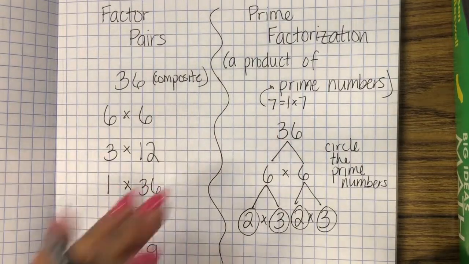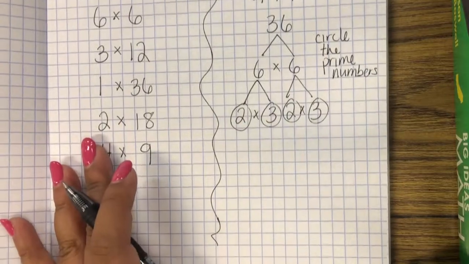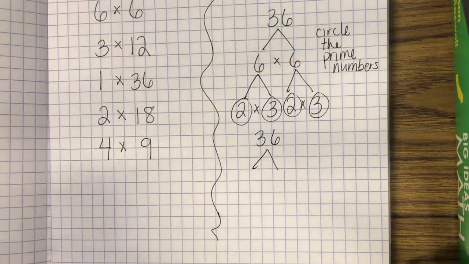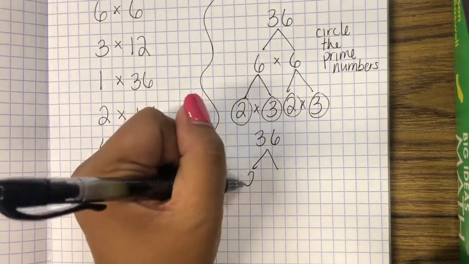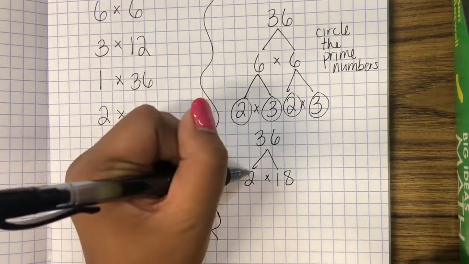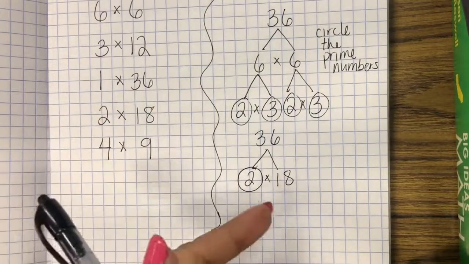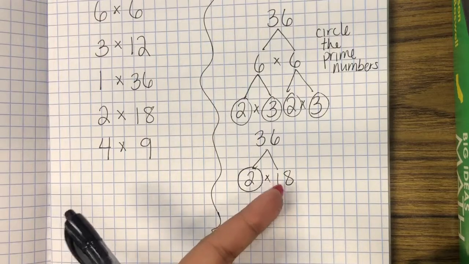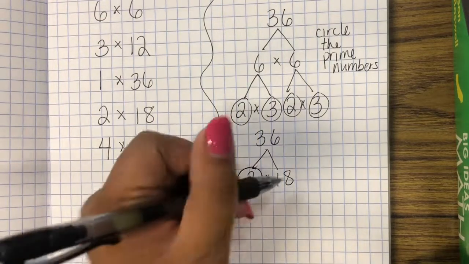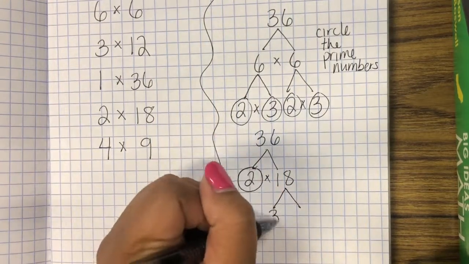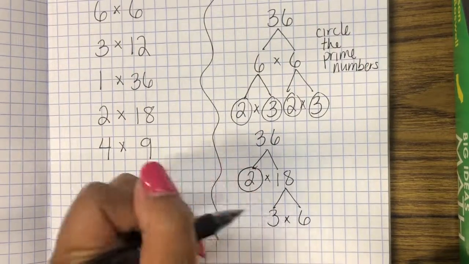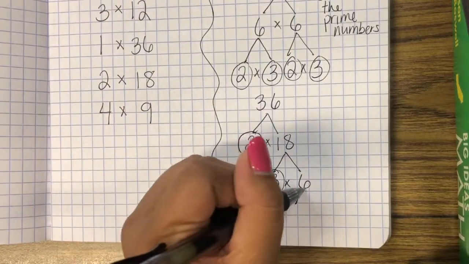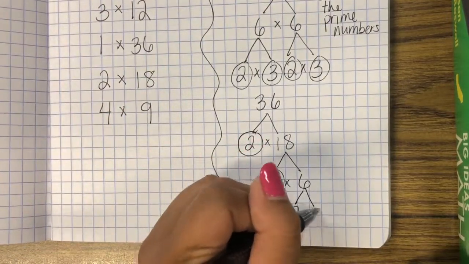Now if you took a different pathway for your factor tree, let me show that example. Let's say we chose 2 times 18. 2 is prime, so I'll circle that. Now for 18, we could have 2 times 9, 3 times 6, and 1 times 18. Well, not 1 times 18. So we'll do 3 times 6. 3 is prime, 6 is not. So we could break down the 6 into 2 and 3.